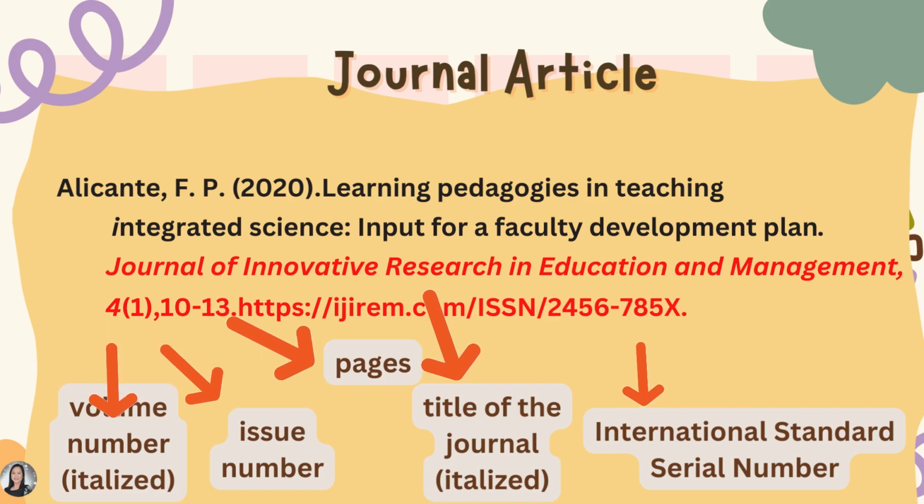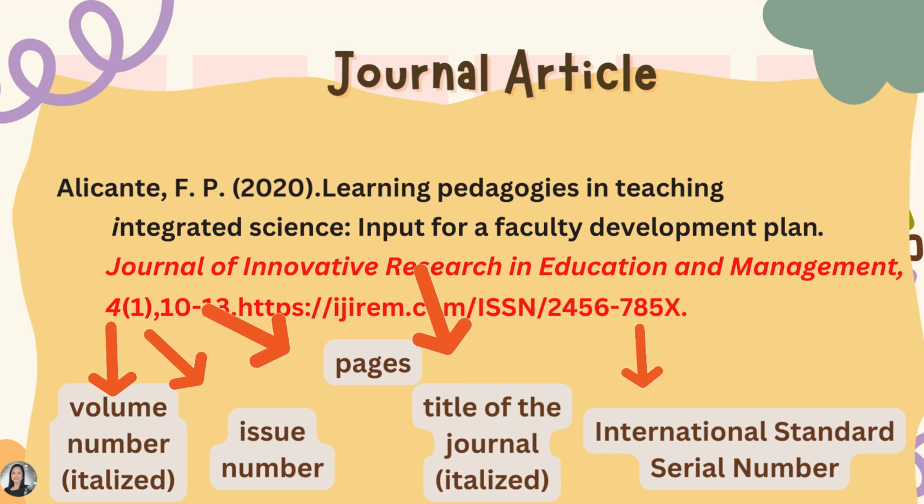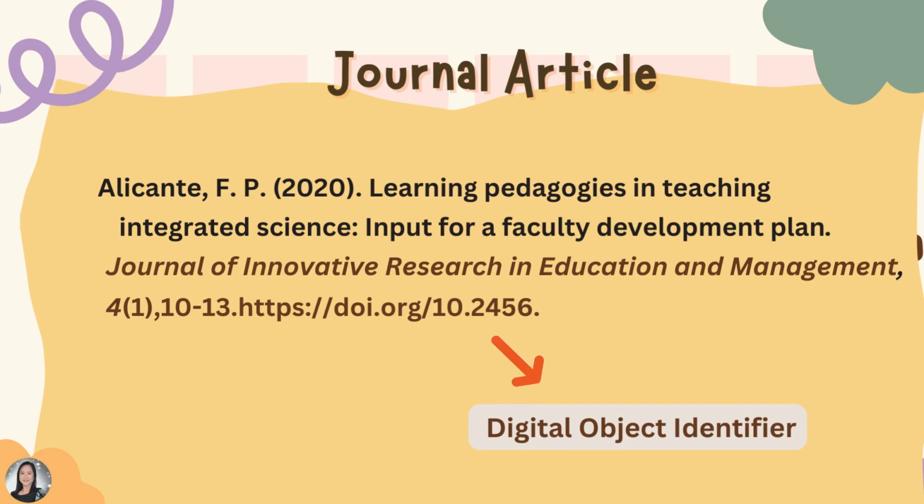Our source has different parts. First, we have the title of the journal, which is italicized. Then the volume number, which is also italicized. In our example, 4 is the volume number. And then we have the issue number, which is enclosed in a parenthesis, followed by a comma. Pages or the page range. And then the ISSN or the International Standard Serial Number. In some journals, you cannot see the ISSN, but rather you can see DOI, which means digital object identifier.